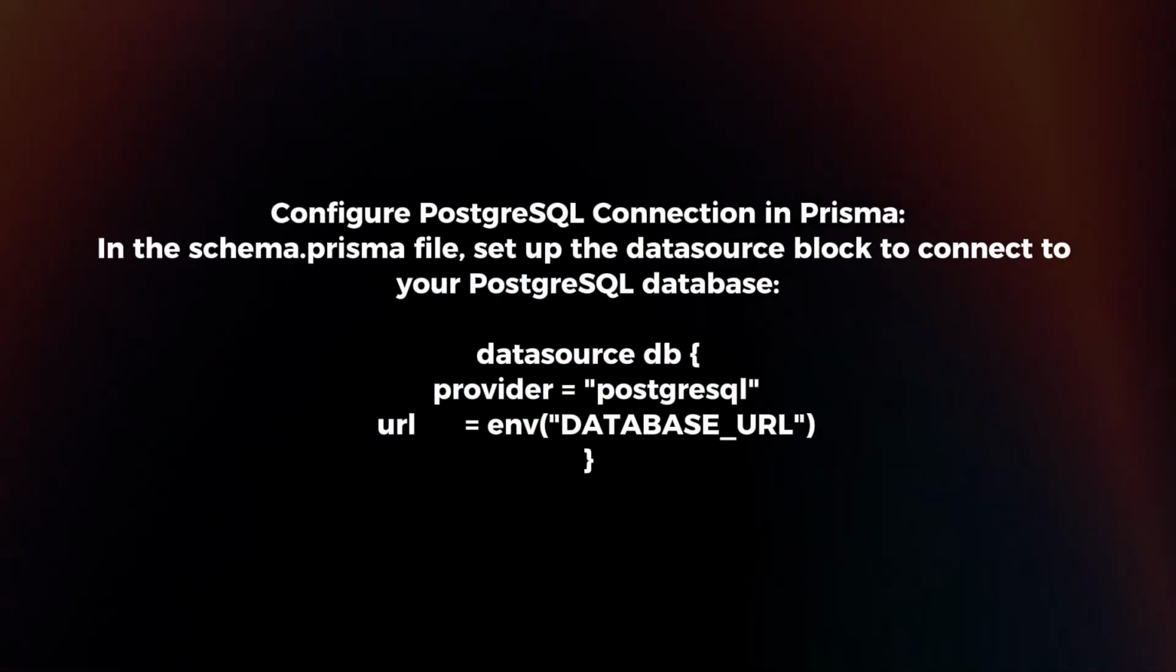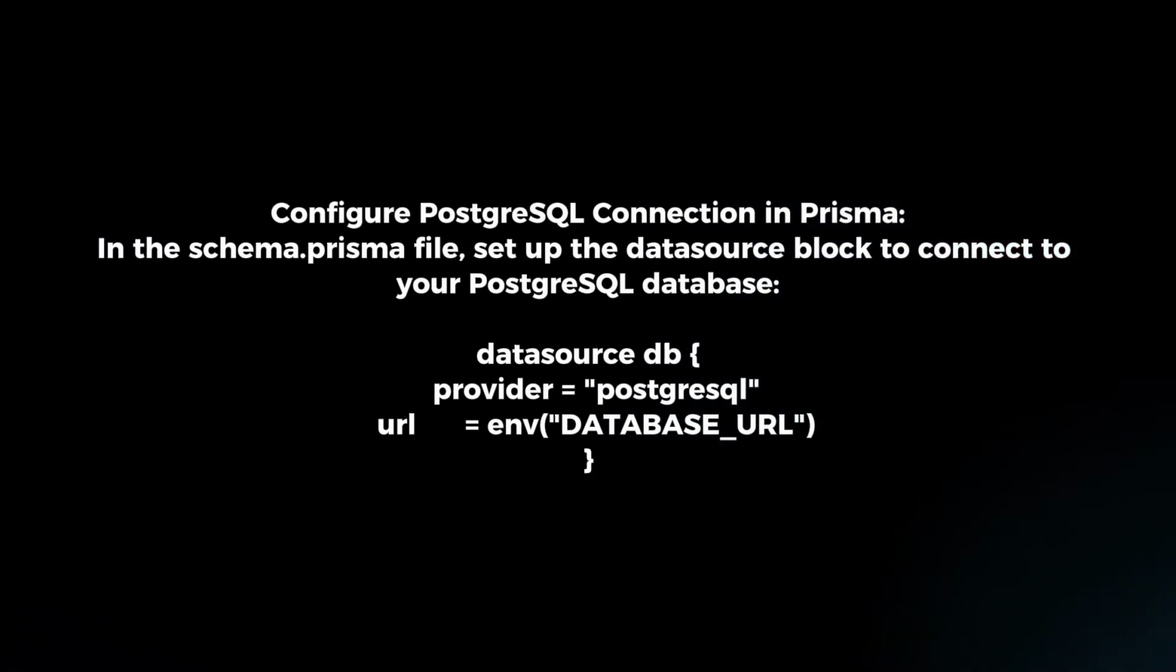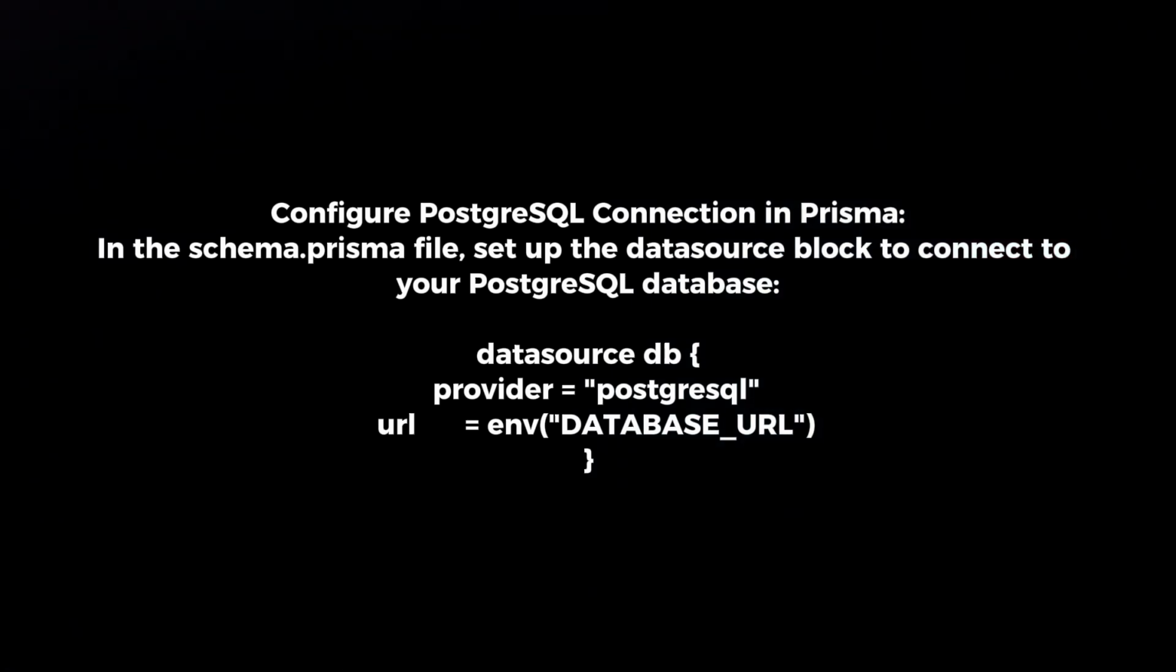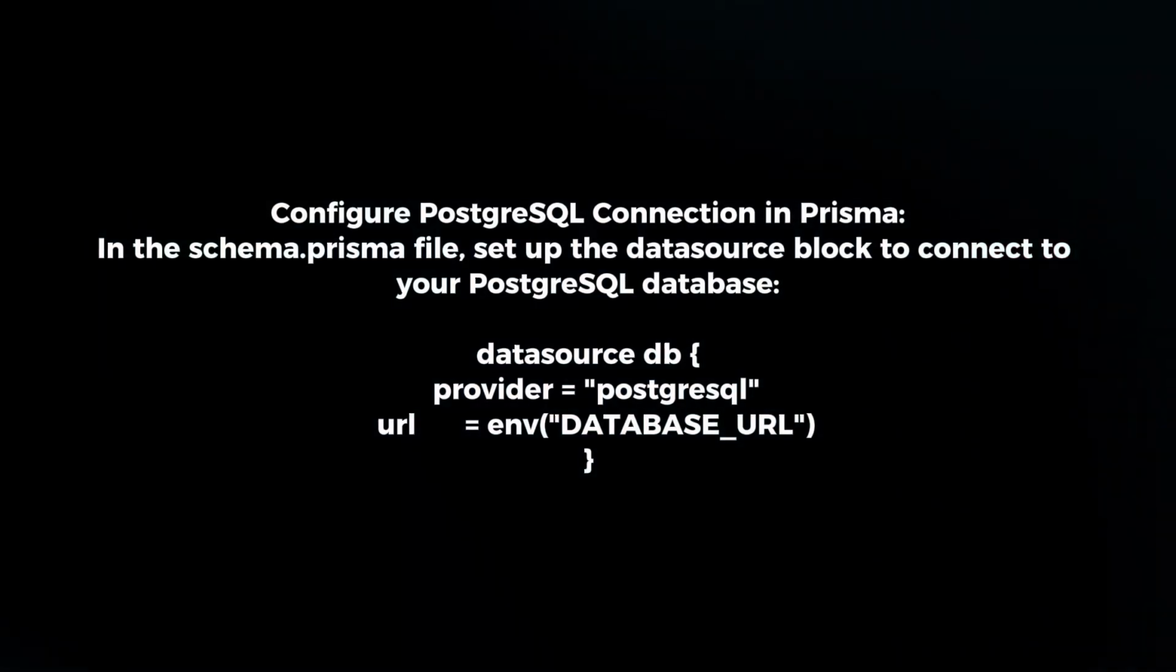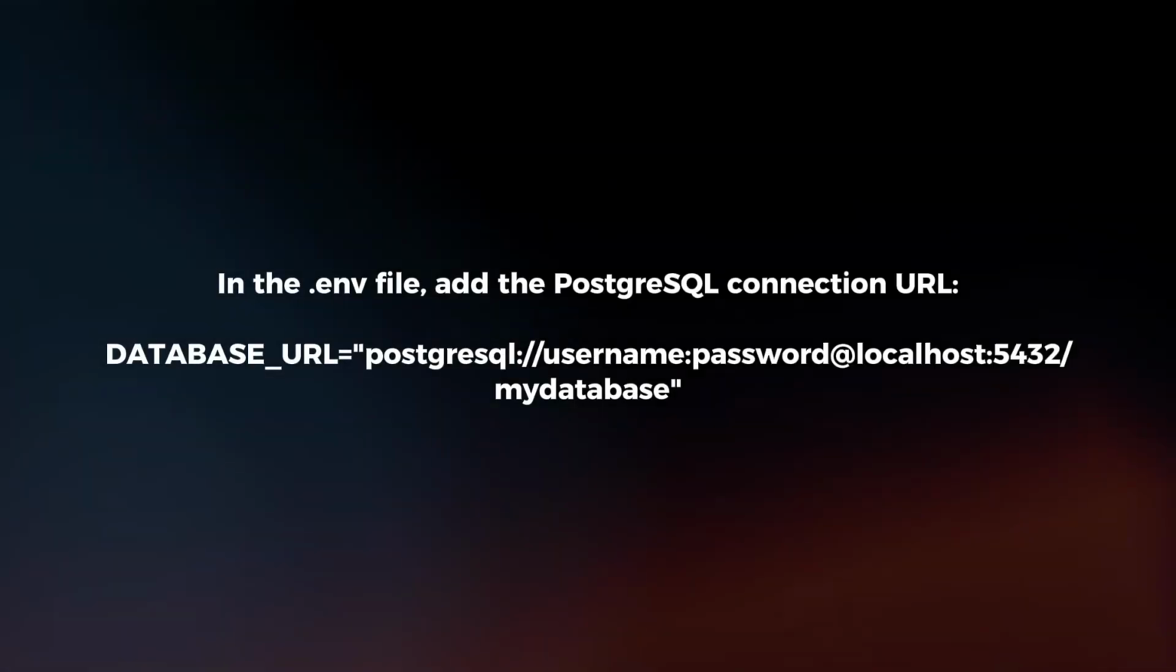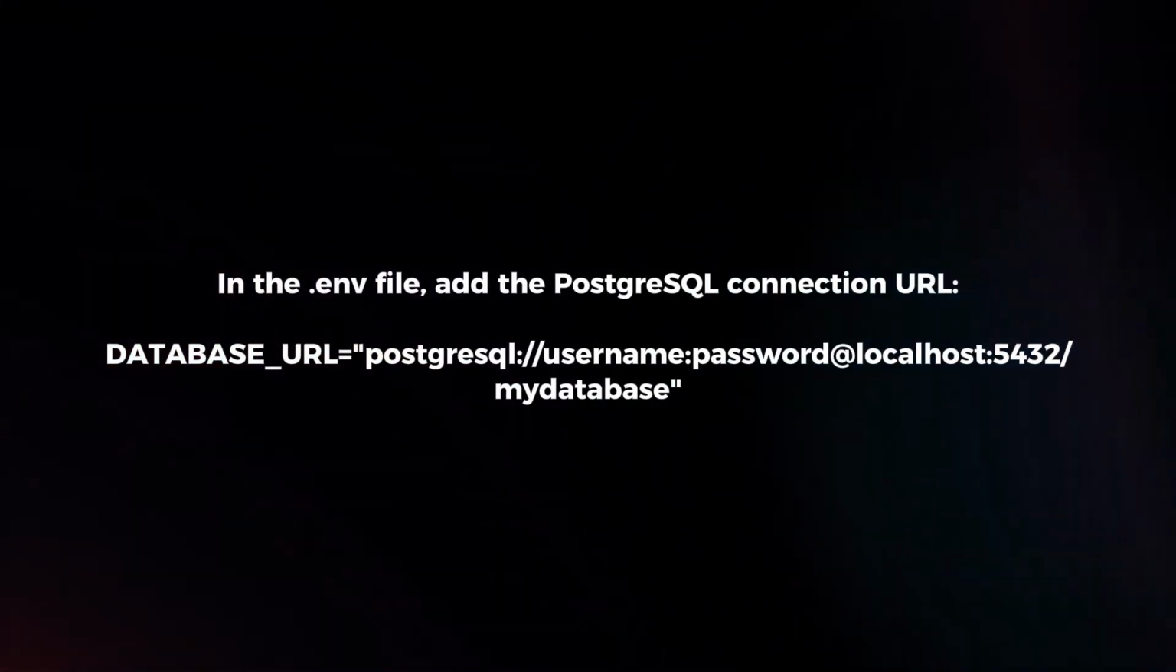Configure PostgreSQL connection in Prisma. In the schema.prisma file, set up the data source block to connect to your PostgreSQL database. In the .env file, add the PostgreSQL connection URL.